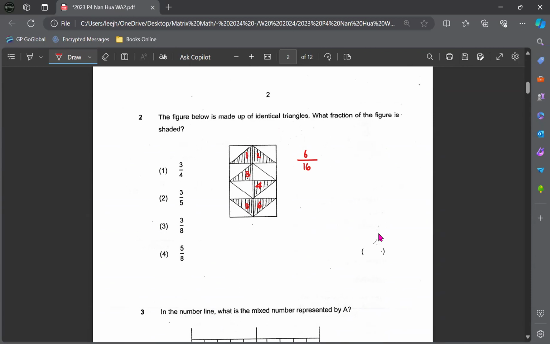So remember, over here, you know that the fraction still can be simplified. So this can be divided by 2. So remember to divide by 2 for the denominator as well. So it'll be 3 over 8. So it's 3/8 shaded, which is option 3 also.